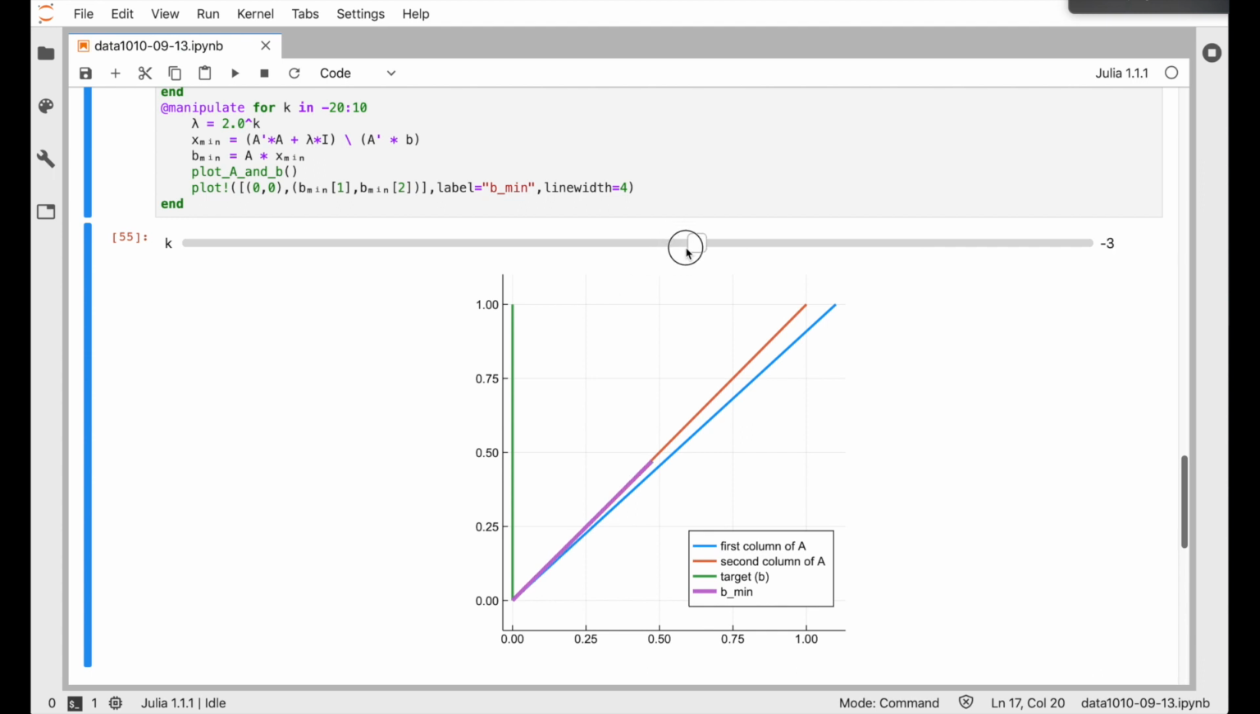And if you stay in the northeast-southwest direction, this purple vector is as close as you can get to the green one. But then if you make lambda too large, what starts to happen is that the penalty term dominates and it starts to forget about trying to get close to the green one and it just shrinks down. So the vector X is shrinking down to 0, and as a result, A times X is also shrinking down to 0.